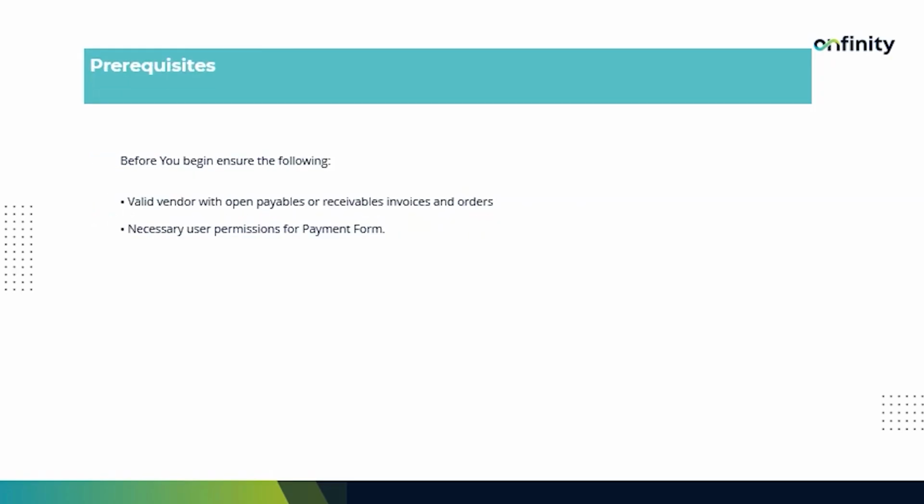Prerequisites. Before using the payment form for splitting schedules, the following conditions must be met to ensure a smooth process. 1. Valid vendor or customer records. There must be existing open payable or receivable invoices or orders in the system. These invoices or orders should have unpaid schedules available for selection and splitting. 2. Necessary permissions. The user must have access rights to the payment form to open and use it for splitting invoice, order, or payment schedules.